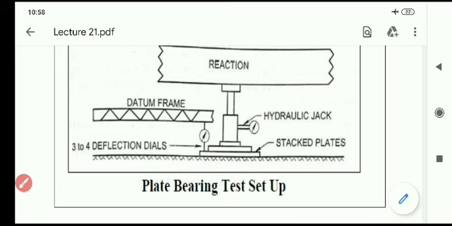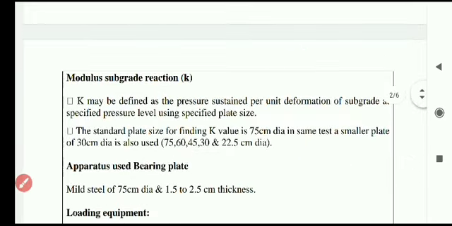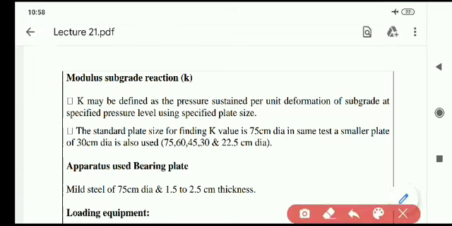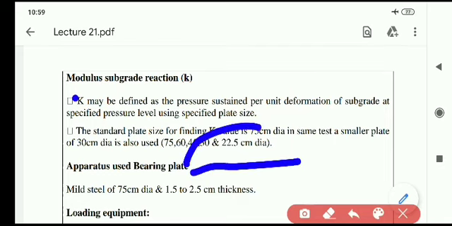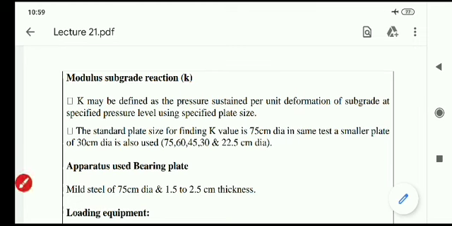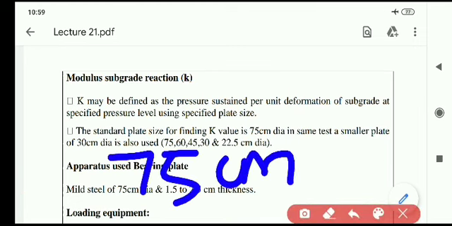Here I am going to explain the concept step by step. First we will get to know what we mean by modulus of subgrade reaction. It is denoted by the symbol K. K may be defined as the pressure sustained per unit deformation of a subgrade at a specified pressure level using a specified plate size. The standard plate size for finding the K value is always 75 centimeters; a 75 centimeter diameter plate is taken.